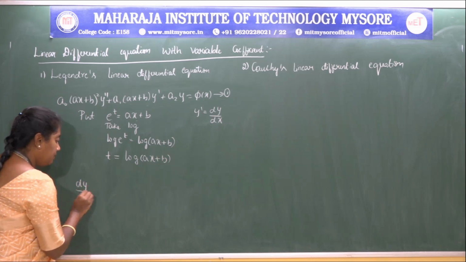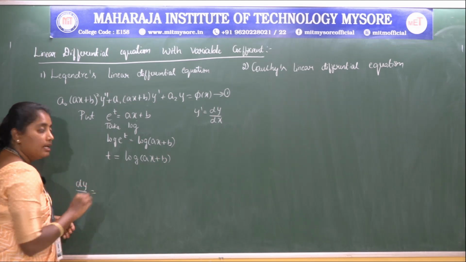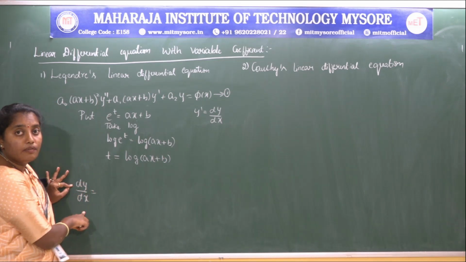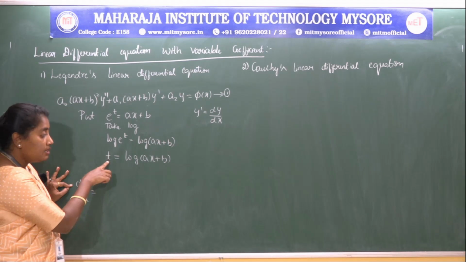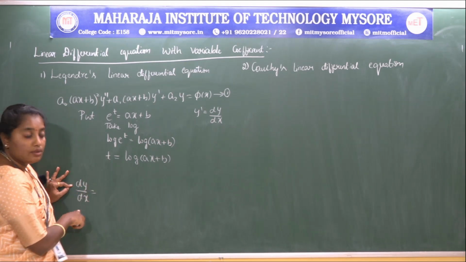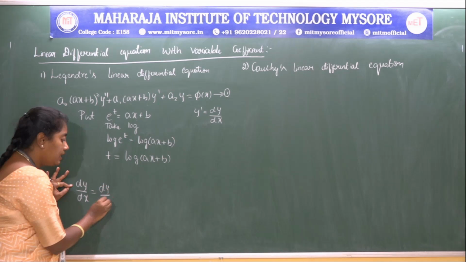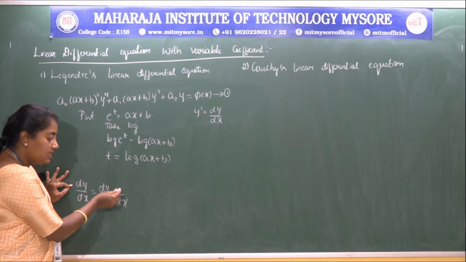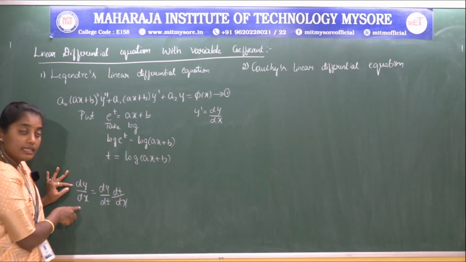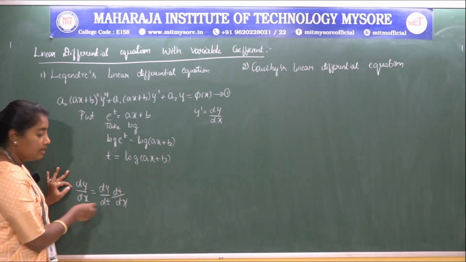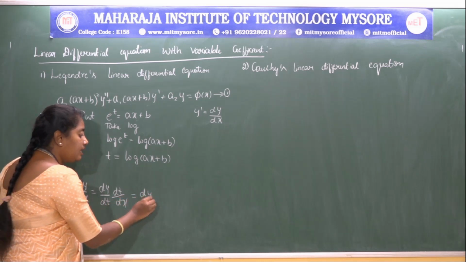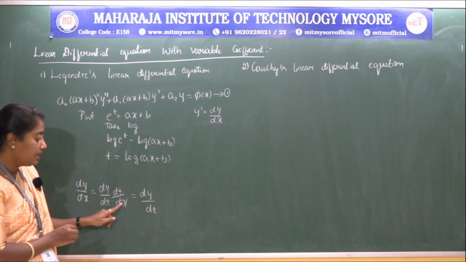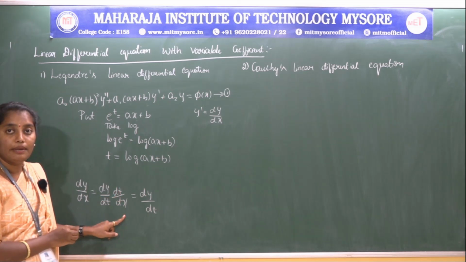That means we have to find the value of dy by dx. To find dy by dx in terms of the new variable, I am treating it as a composite function, that is, inserting the new variable into this derivative: dy by dt into dt by dx. Here dt by dx is the differentiation of t with respect to x.